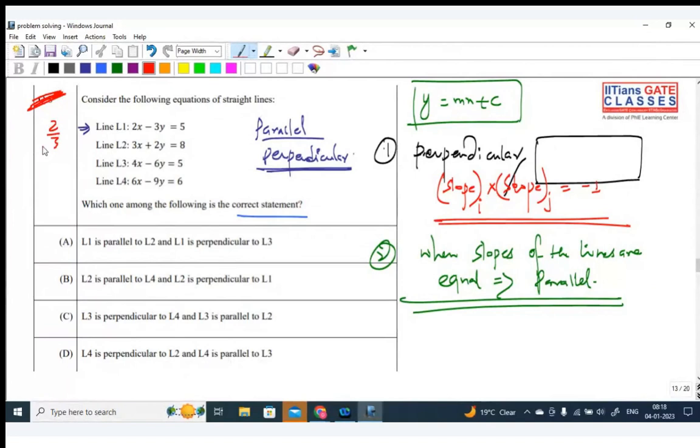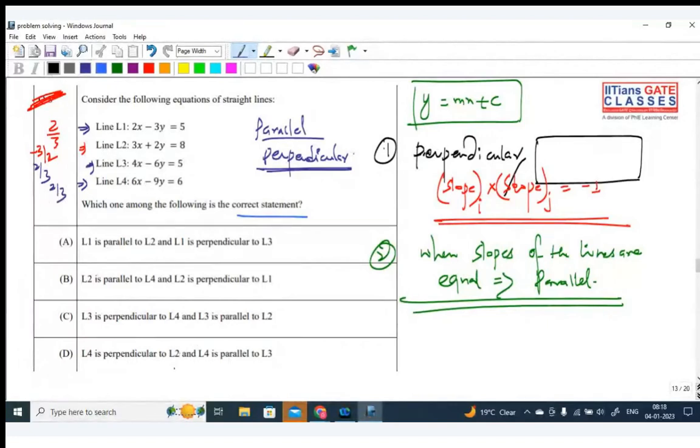Okay, in this case you will get slope as minus 3 by 2. Okay, in this case you will get slope as 2 by 3, and in this case you will get slope as... So you can eliminate the options as well, right? So no harm is there. So 6 by 9 means 2 by 3, right? So yeah, 2 by 3, right?